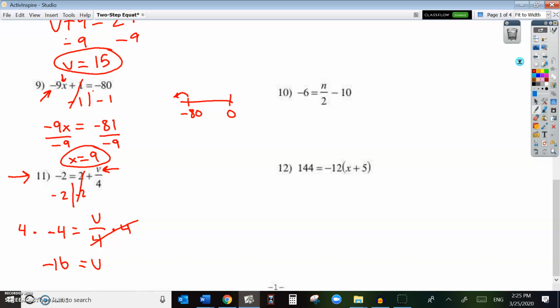These cancel, so v equals negative 16. Substitute v into the original equation and see if it makes sense. Negative 16 divided by 4 is going to be negative 4. And then 2 plus negative 4 is negative 2. It works.